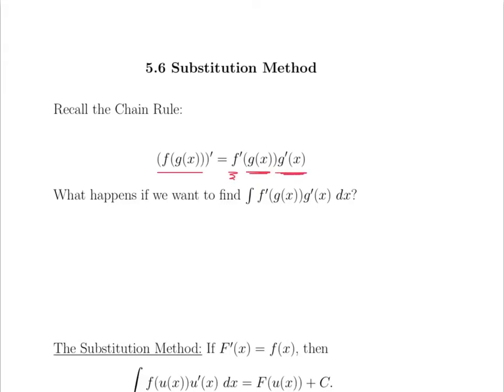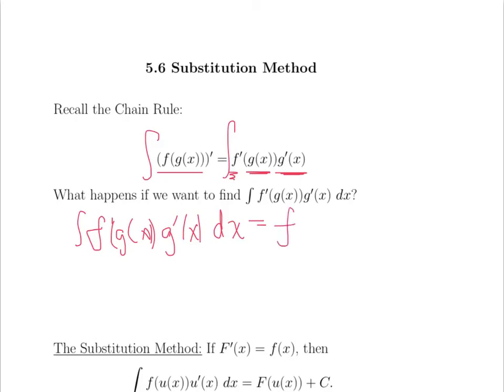So we need a way to undo the chain rule, just as we're now learning how to integrate and sort of going backwards on taking derivatives. And so if we want to integrate f prime of g of x times g prime of x, according to this, if we're just integrating both sides, then that would just equal the integral of the derivative of f of g of x.